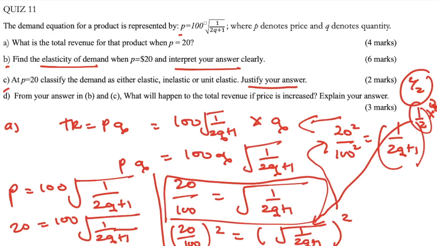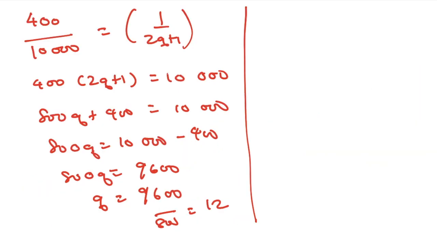We can simply plug it back into this equation, or because we already know the price, there's another way also. P times Q, because we already know the price: 20 times 12, you're going to get 240. That's the answer for part A.